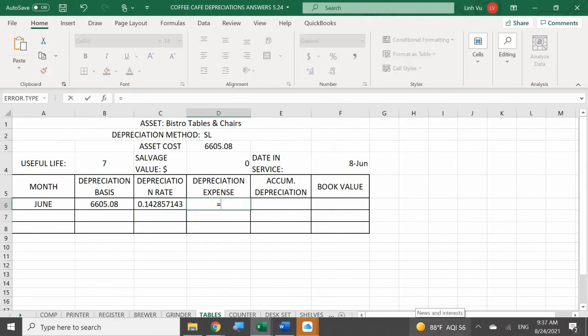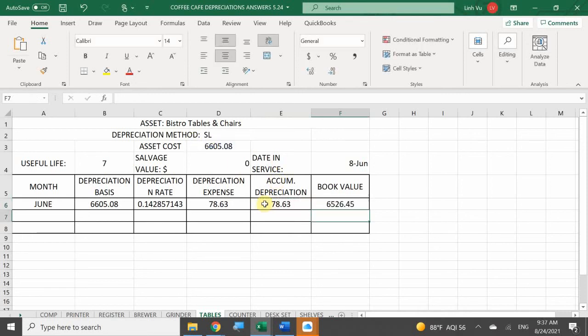In this case, I want to solve for just that 1 month worth of depreciation expense. What is my depreciation expense for the month of June? $78.63. Good.